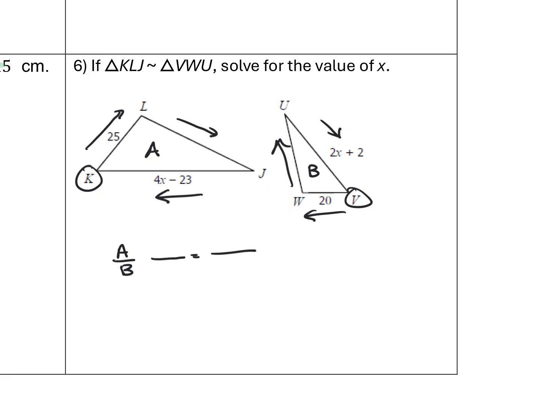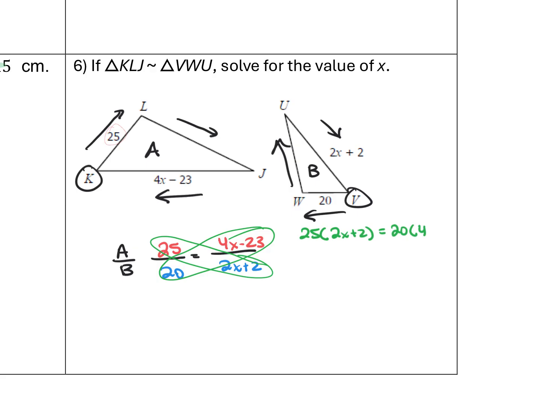So do A in red. We start at K and we go to 25. And then we've got 4x minus 23. So 25, skip, 4x minus 23. Okay, then let's do B here. So we've got 20, skip, 1, and then we've got 2x plus 2. All right, from here, we're going to cross multiply. So I've got 25 times (2x plus 2) is equal to 20 times (4x minus 23).